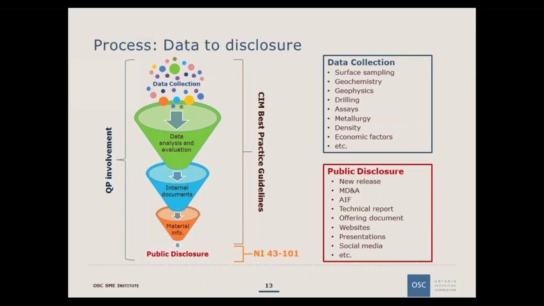So we look at the involvement of the QP. On the left-hand side, the QP is really involved in the whole process, from data collection to public disclosure. It doesn't mean that the QP has to collect the data, but they need to be involved in the process. On the right-hand side, there are the CIM best practice guidelines or other similar guidance and best practices related to collecting and interpreting data. At the very end of the process, you have 43-101, which is the public disclosure component. So 43-101 itself only comes in as the public disclosure requirements part of the whole process.